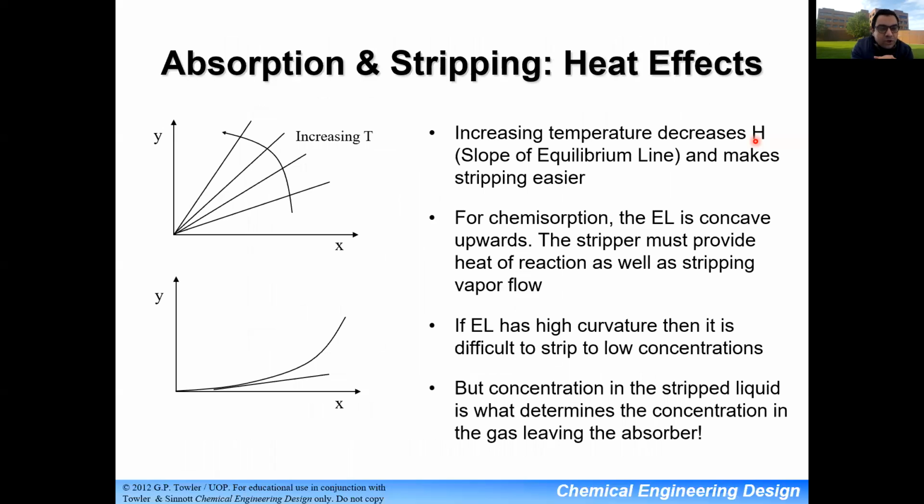And when dealing with absorption and stripping, you're always governed by Henry's law, right? Henry's law is basically a straight line between the y and the x, and you're going to cover Henry's law in mass transfer. Increasing temperature increases the slope of this equilibrium line, which makes stripping easier. For chemisorption, for very specific cases, this line might be curved. These are special cases. Read them off the slides, but don't worry about them a lot.